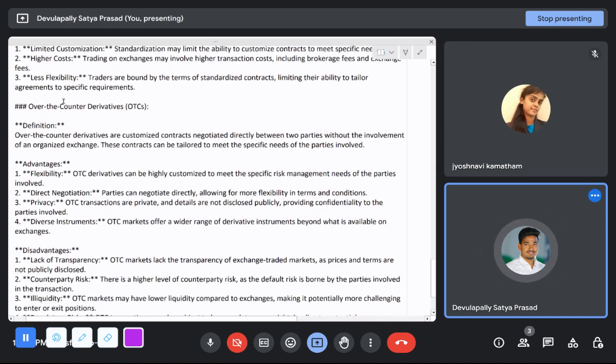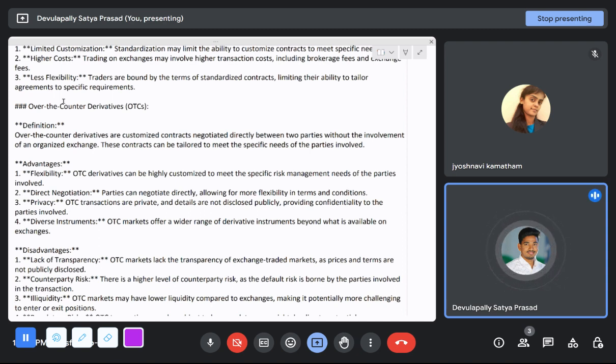Coming to over the counter derivatives, they are similar to exchange traded derivatives, but they are directly negotiated with the other counterparty without any organized exchange or any intermediary. In over the counter derivatives, you are able to directly see whom you are trading with. That is what over the counter derivatives are all about.